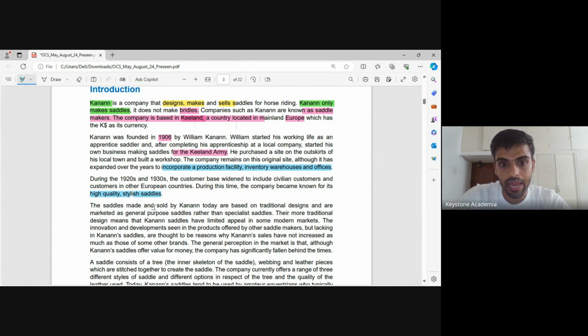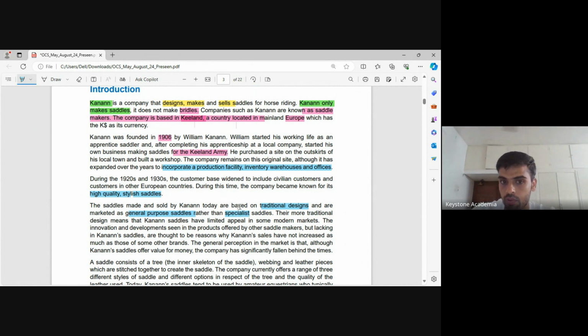The saddles made and sold by Kanann today are based on traditional designs and are marketed as general purpose saddles rather than specialist saddles. So what's the difference? Firstly, general purpose and specialist. Specialist, you can say, is for the army, for a sporting event, for a specific need, or general is more of a leisure, which can be used for others also, but we are not going into the niche. Maybe one of the reasons is the market size. Their more traditional design means that Kanann saddles have limited appeal in some modern markets.